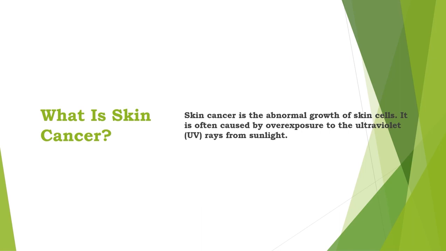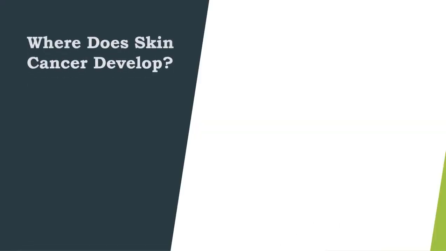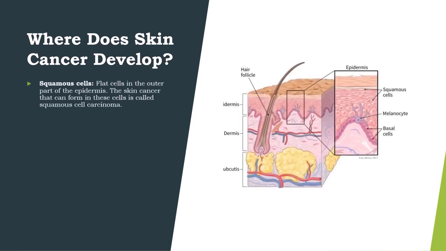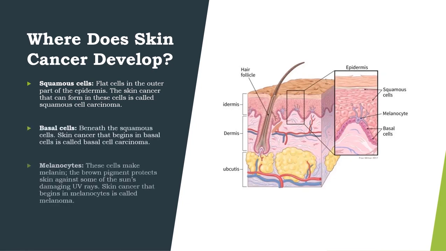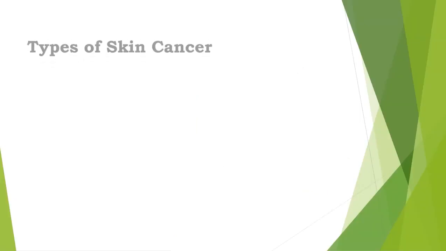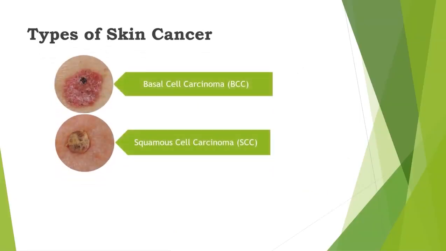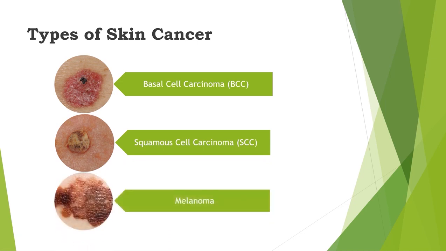Skin cancer is a common form of cancer where skin cells grow abnormally. Skin cancer may develop in many regions of the body. It can form in the outermost part of the epidermis or squamous cells, inner part basal cells, or melanocytes. Based on where it is formed, it can be categorized in three types: basal cell carcinoma, squamous cell carcinoma, and melanoma.